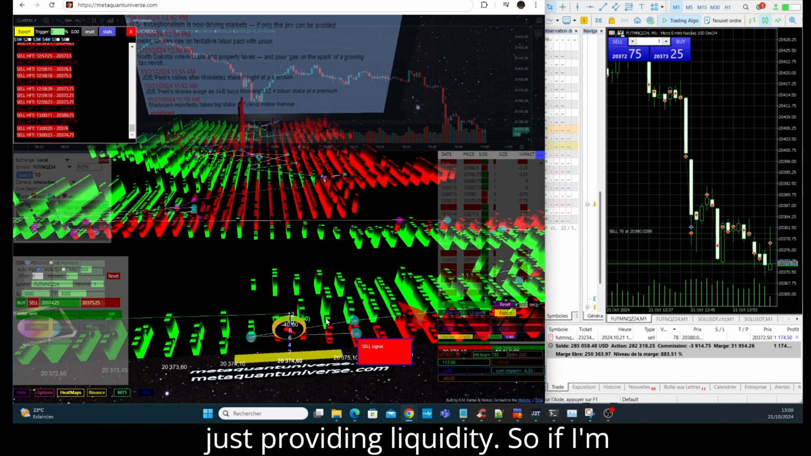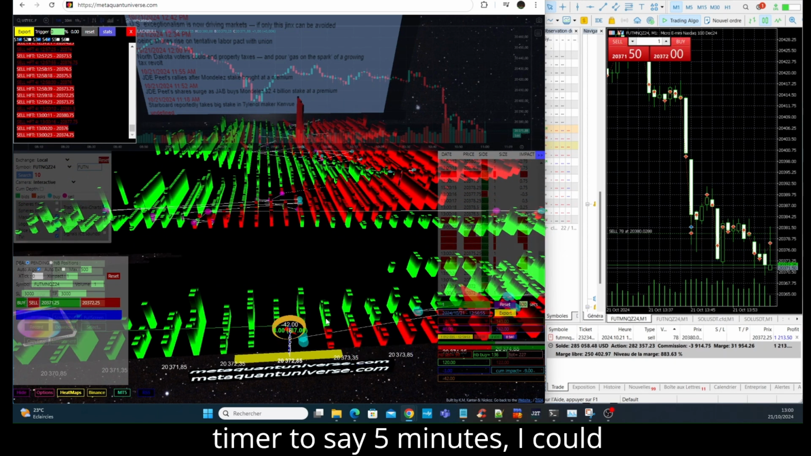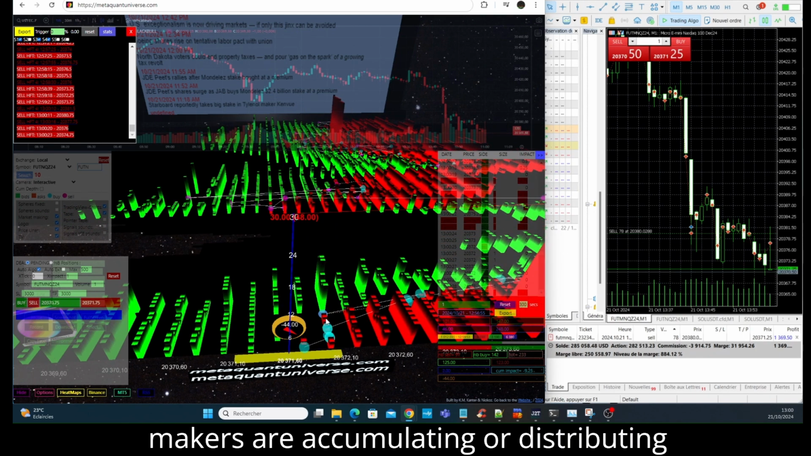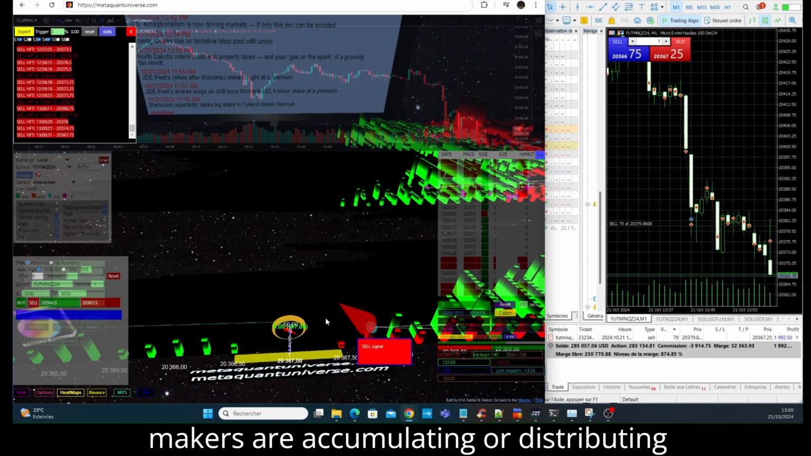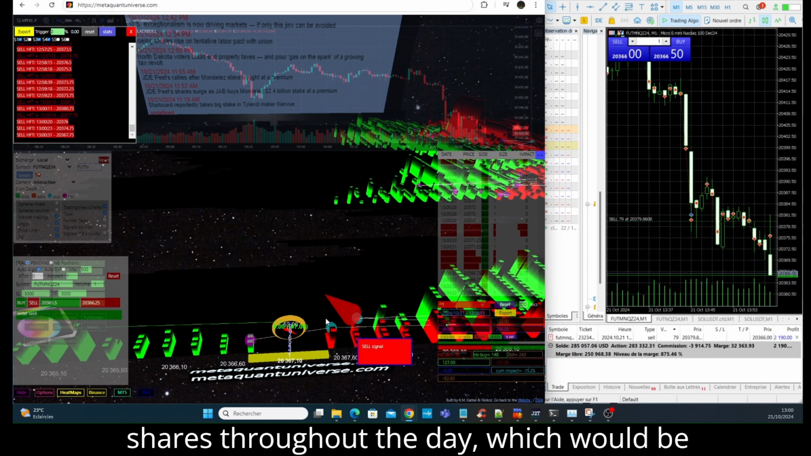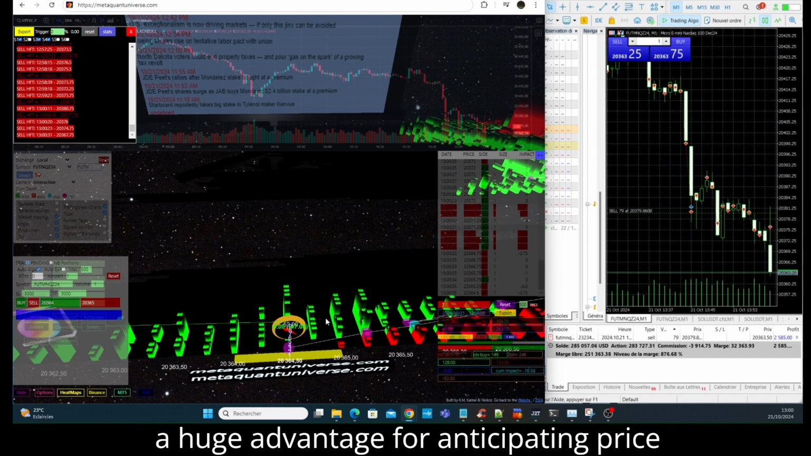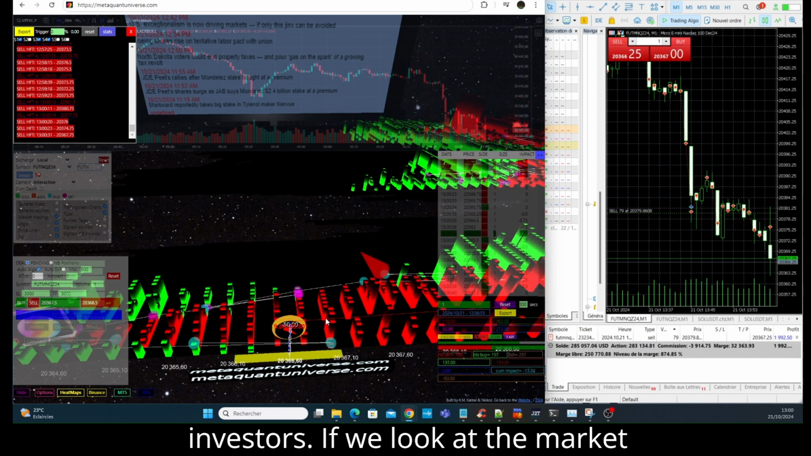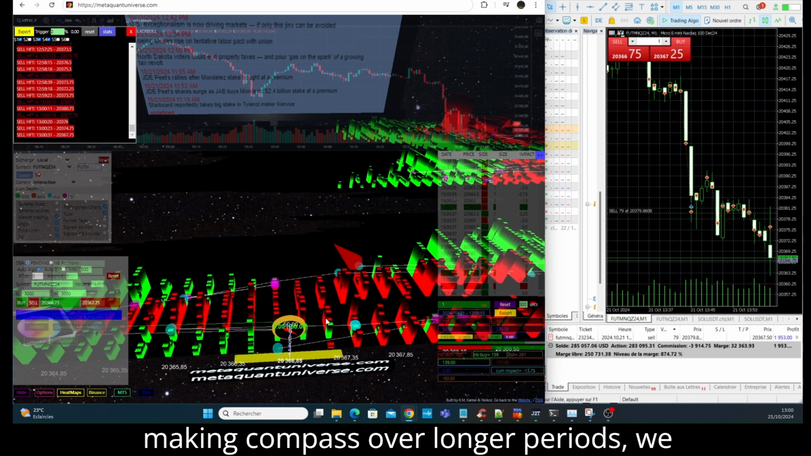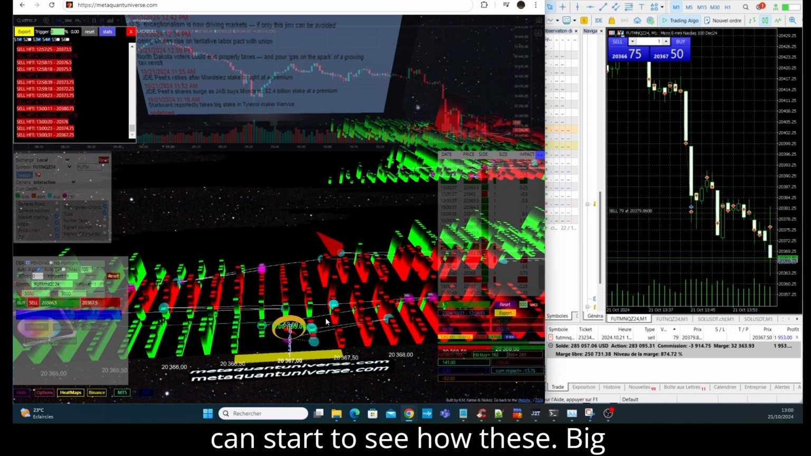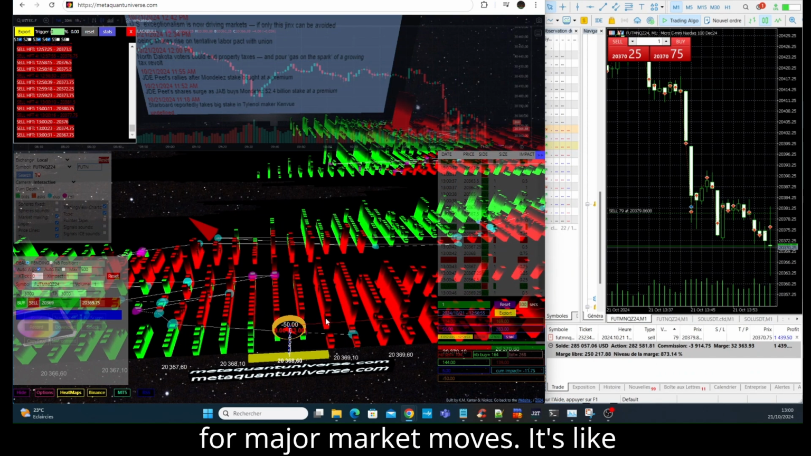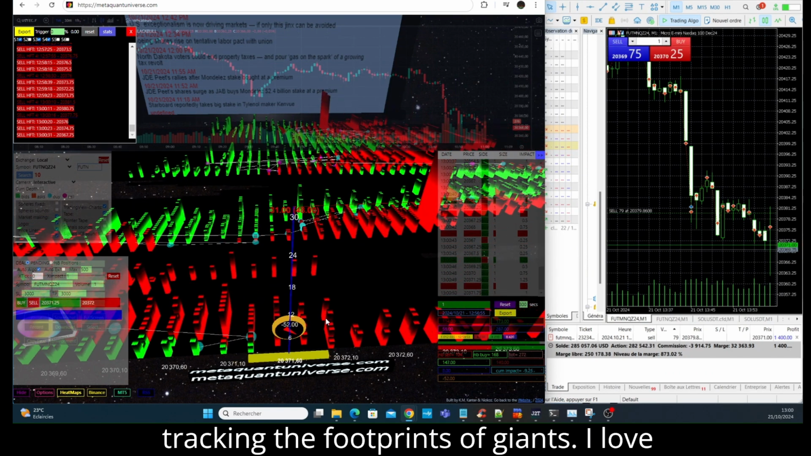So if I'm getting this right, if I set the reset timer to say 5 minutes, I could potentially see patterns in how market makers are accumulating or distributing shares throughout the day, which would be a huge advantage for anticipating price moves. Exactly. And here's where it gets really cool. For swing traders and investors, if we look at the market-making compass over longer periods, we can start to see how these big institutions are positioning themselves for major market moves. It's like tracking the footprints of giants.